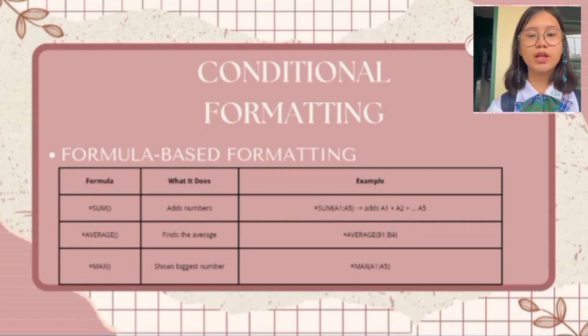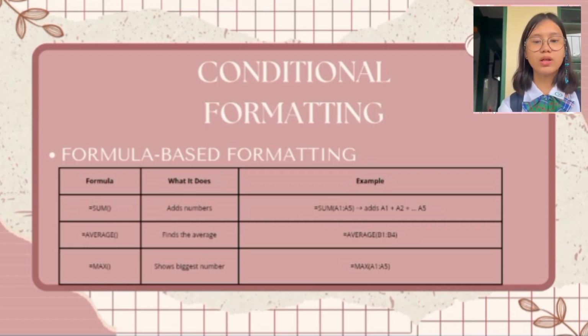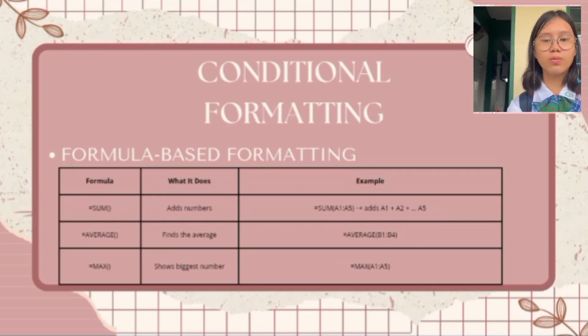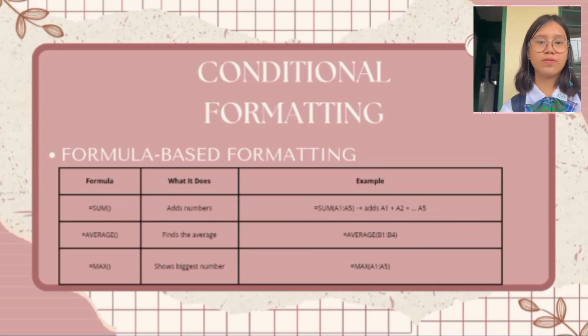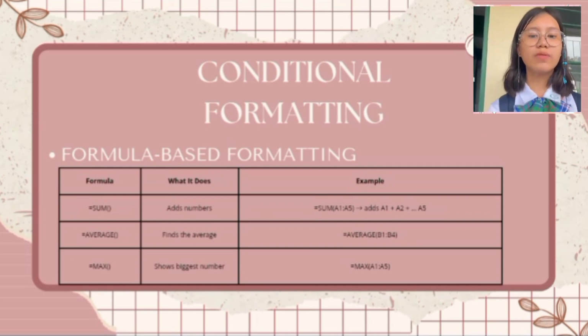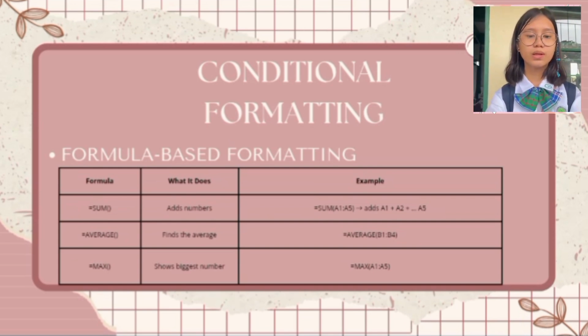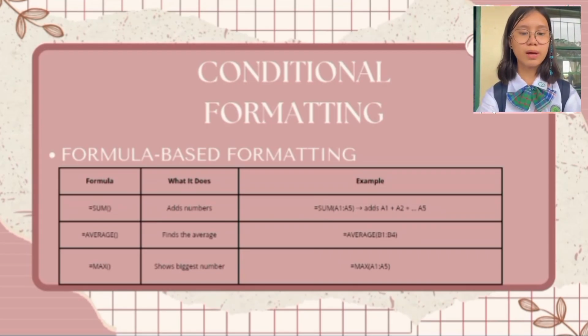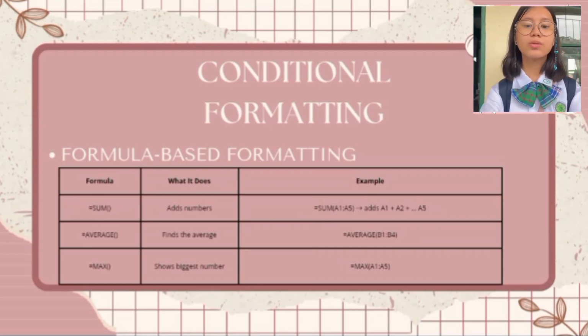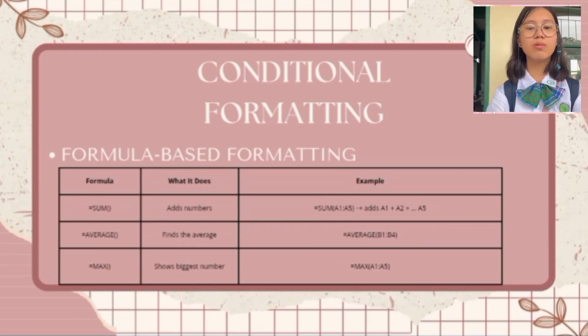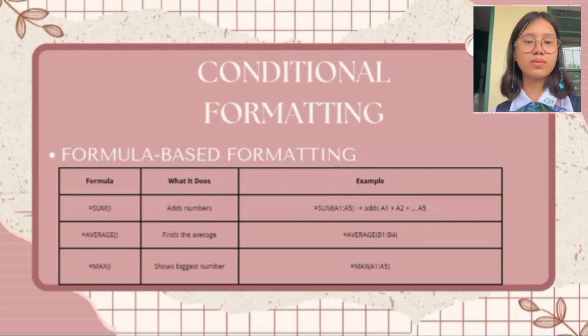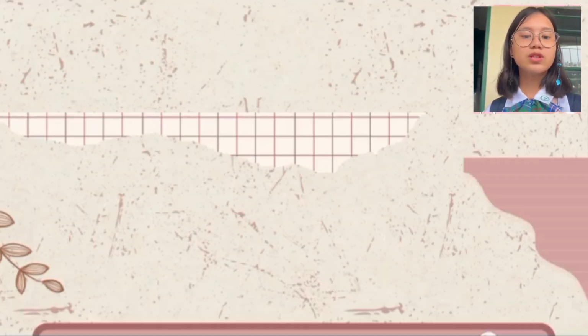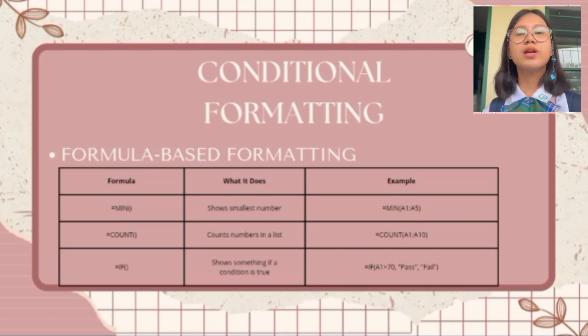For example, =SUM(A1:A5) adds A1 plus A2 plus until A5. The second one is =AVERAGE, finds the average. =AVERAGE(B1:B4). The third one is =MAX, shows the biggest number. For example, =MAX(A1:A5). The next one is =MIN, shows the smallest number. For example, =MIN(A1:A5).